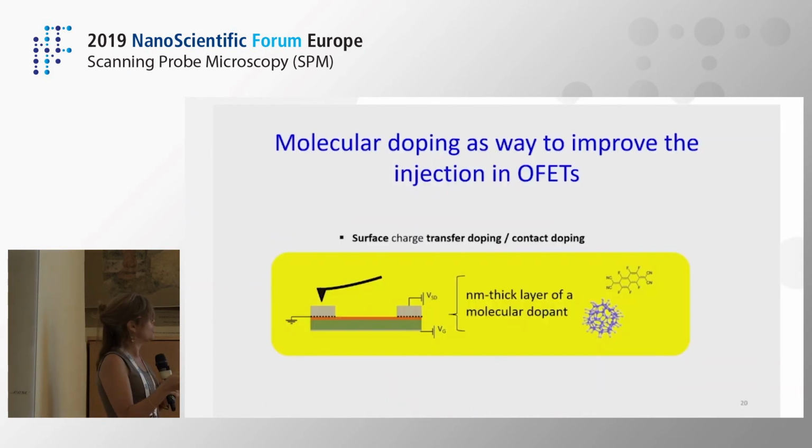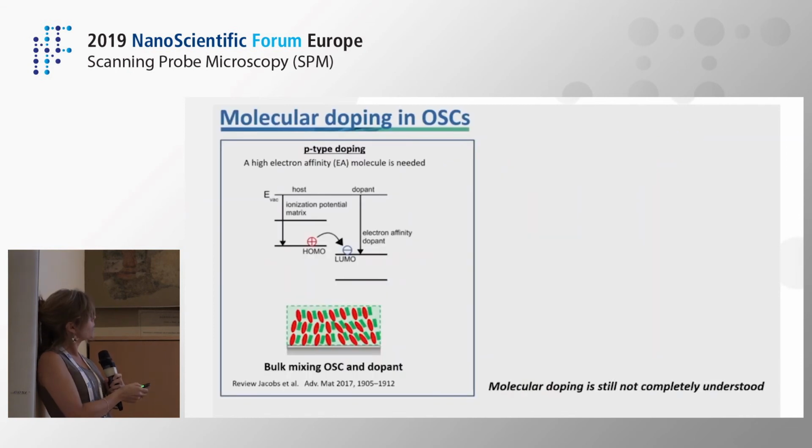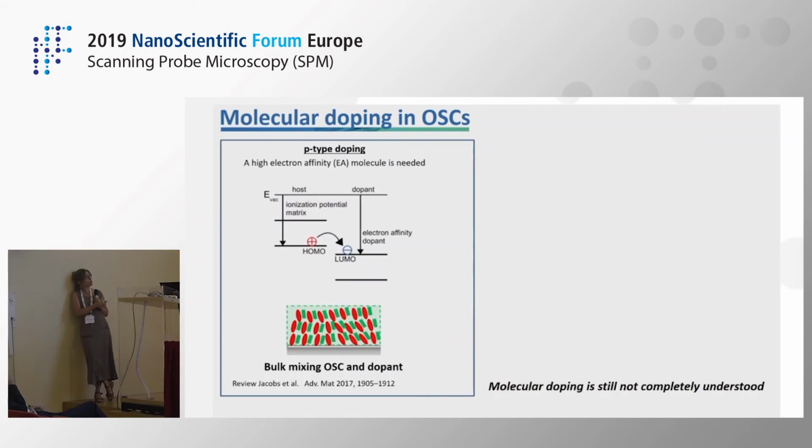And now, coming to the last part of my talk, I was telling you that in many organic materials, like BTVT-C8, injection is a problem, moreover where the HOMO of the material is deep, like in this molecule. And one of the ways to improve the injection is to use a molecular dopant on top of the organic semiconductor. So let me tell you a little bit more about molecular doping.